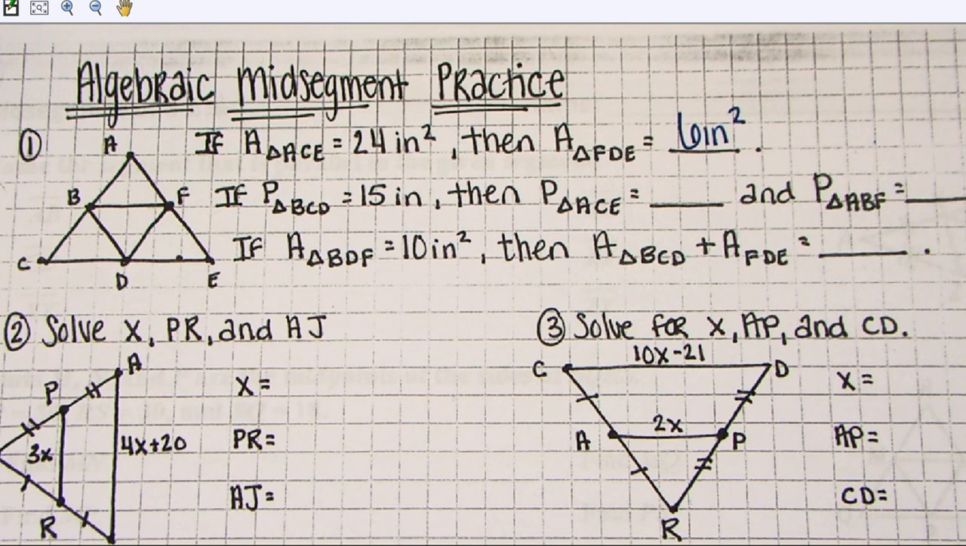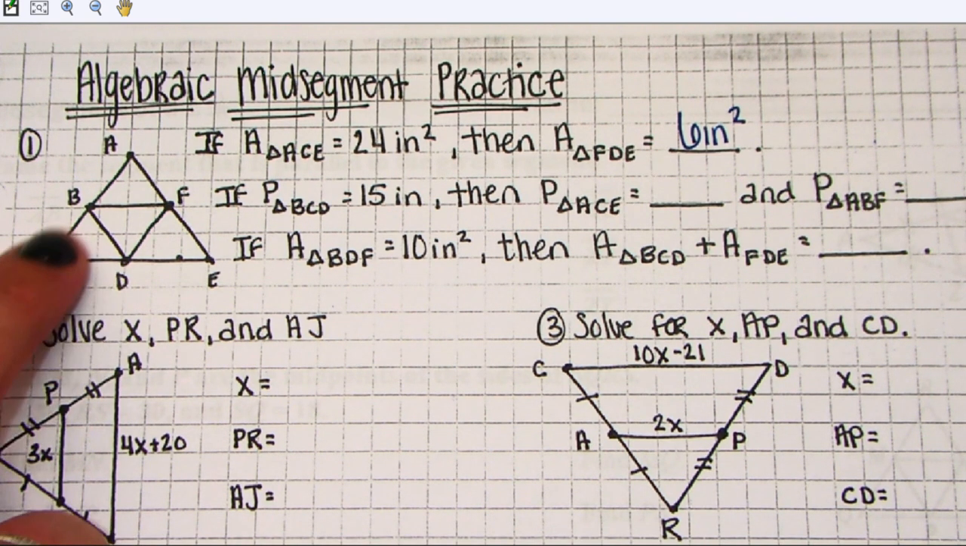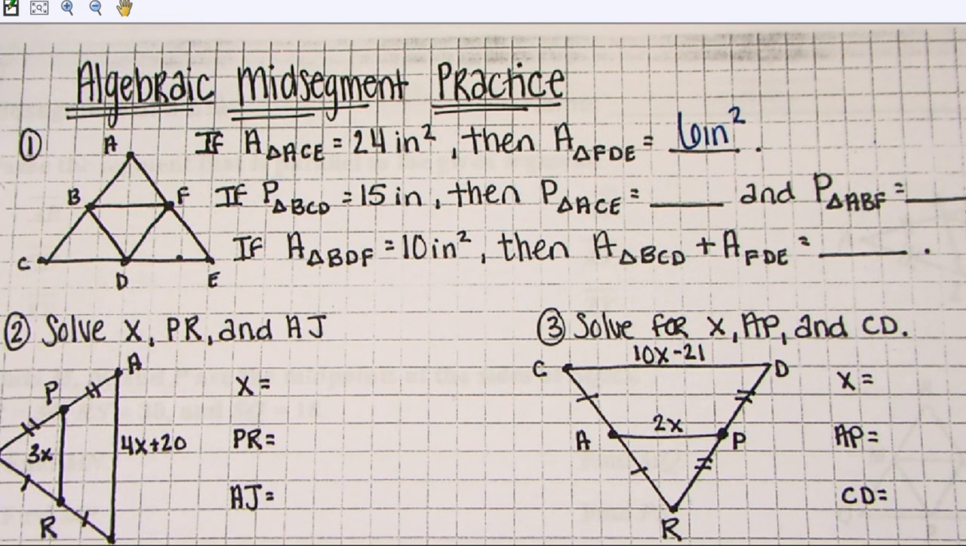So the perimeter of the small one is 15. What about the perimeter of the big one? No, that's a different problem. The small triangle is 15. What do you know about all the little sides of the triangle if it's the smaller triangle compared to the big one? All the little ones are 15. Okay, all the little ones are 15. That's good.